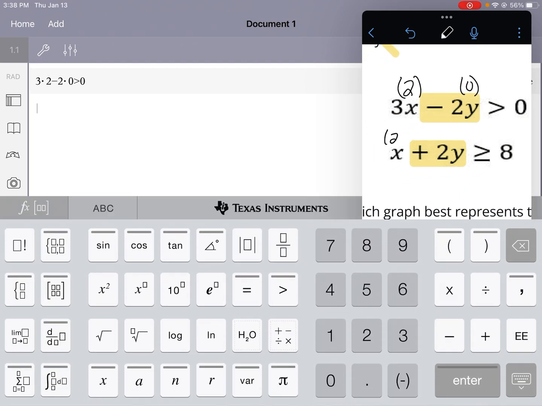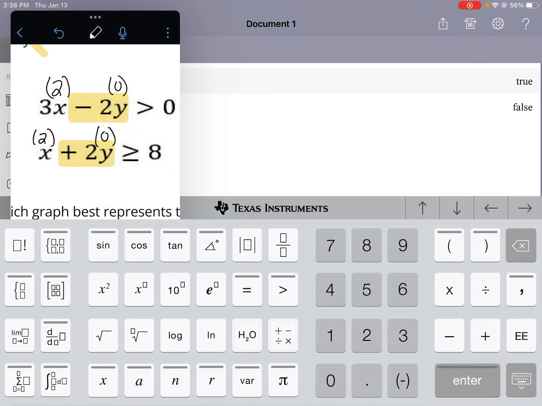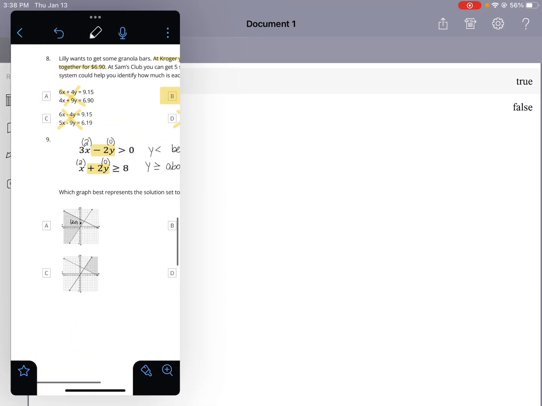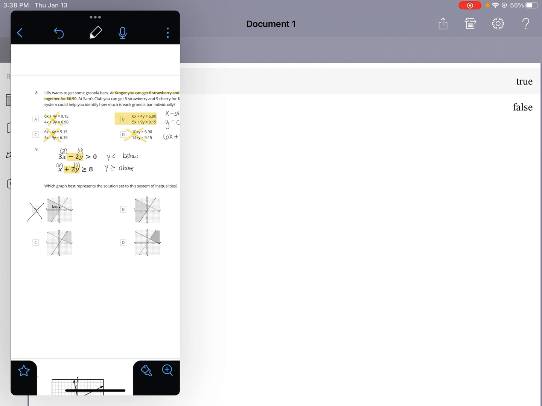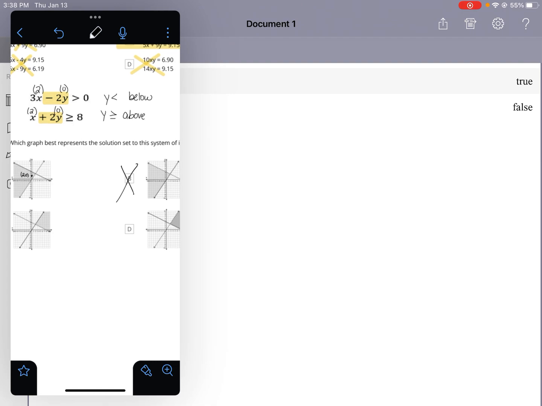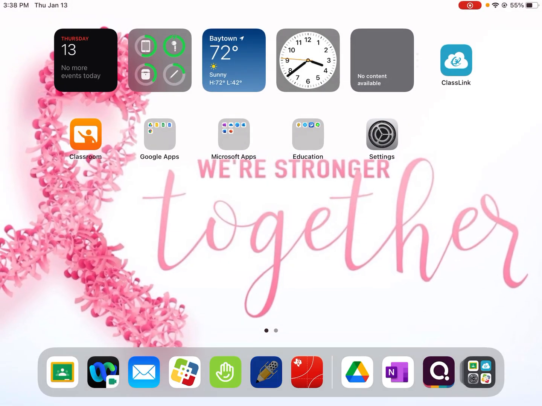Then I'm going to plug in 2 for this x and 0 for that y and see if it's true. So I get 2 plus 2 times 0 is greater than or equal to 8. I get false. Okay, so what this tells me is that this solution set does not work. So that answer choice is eliminated. Since that is eliminated, that means this answer choice is also eliminated. Okay, so now we have it down to a 50-50 shot.